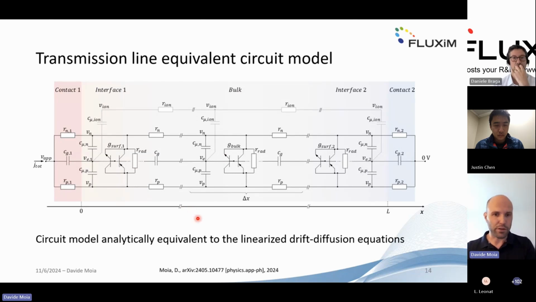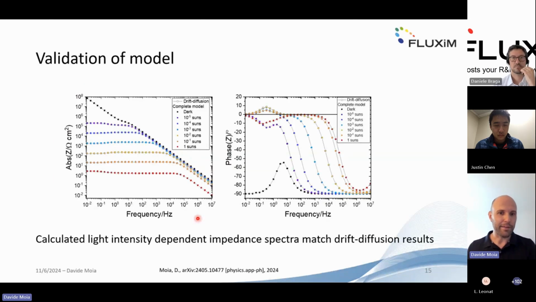To prove this, of course, we can validate the model by calculating some impedance spectra for a perovskite solar cell, and we can do that at different light intensities at open circuit. And we can compare what we obtain from the drift diffusion model with this equivalent circuit model for these different light intensities. And as you can see from these graphs, the results show pretty good agreement, which is promising.